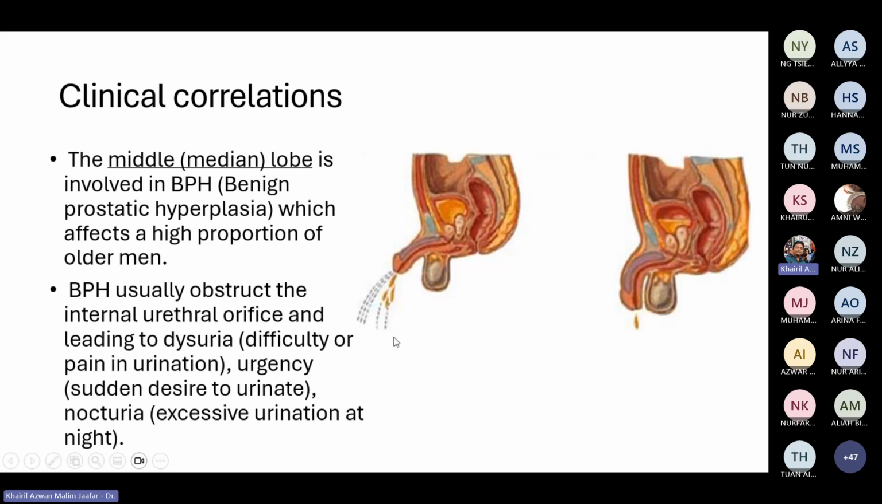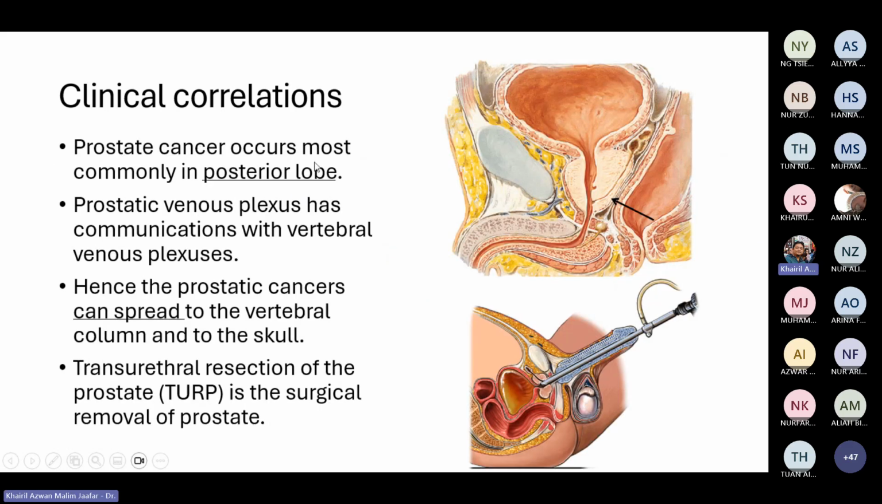Clinical correlation. The medial or median lobe is involved in benign prostatic hyperplasia, while prostate cancer occurs most commonly in the posterior lobe. So you have to know and remember these two differences: which lobe is related to which disease of the prostate.